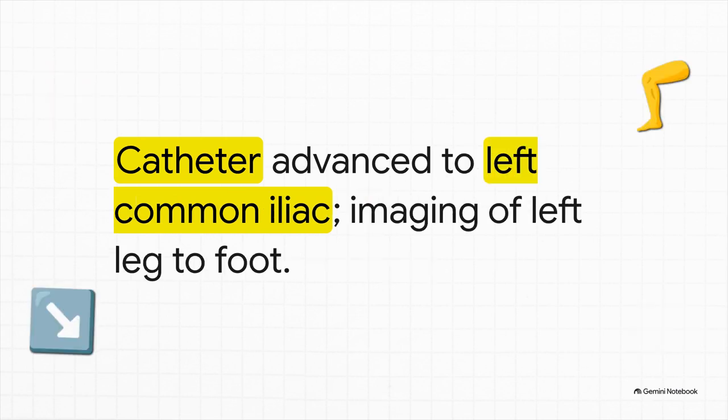Moving forward, the physician doesn't just stop in the aorta. The catheter is maneuvered up and over the aortic bifurcation, dropping down into the contralateral side, specifically the left common iliac artery. Contrast is injected again, and imaging is performed for the entire left lower extremity. We're capturing everything all the way down to the foot.